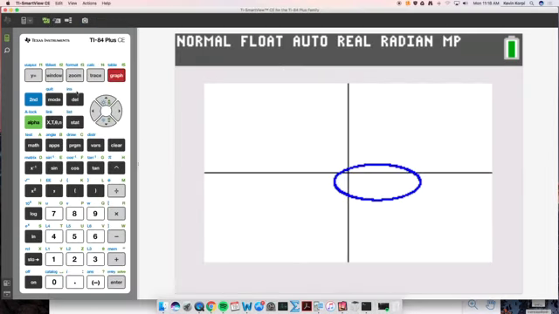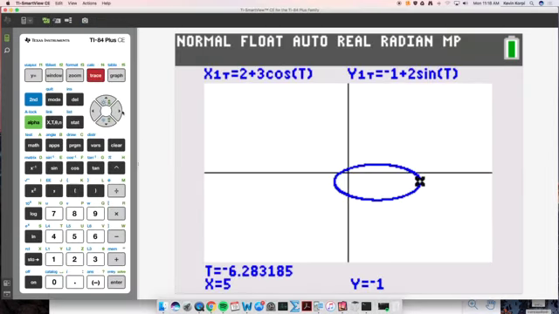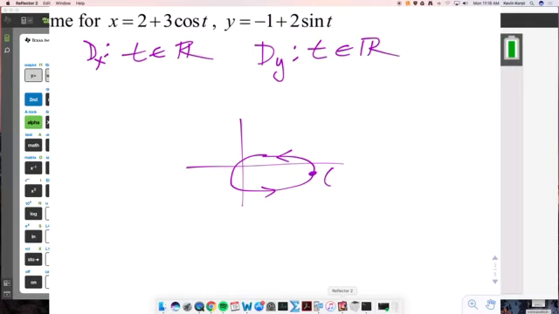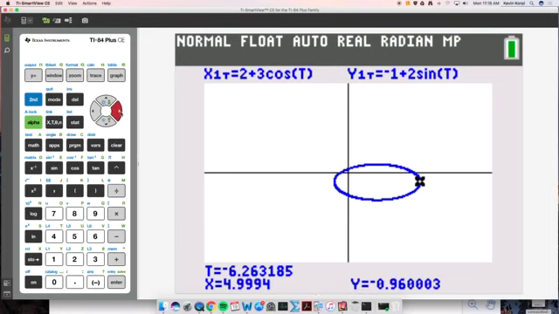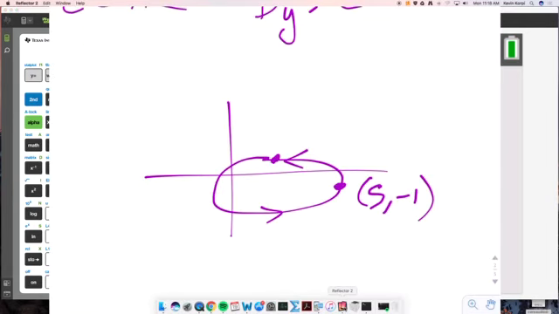Now let's get a little bit more information about the ellipse. Let's hit trace, and it looks like I start out over here at (5, -1). All right, so that looks like it's the rightmost point. It doesn't necessarily have to be, but it looks like it. And then as I scroll, I'm scrolling pretty slowly here, it looks like the high point over here is somewhere around (2, 1). Does it look like it's around (2, 1)? Somewhere up here.